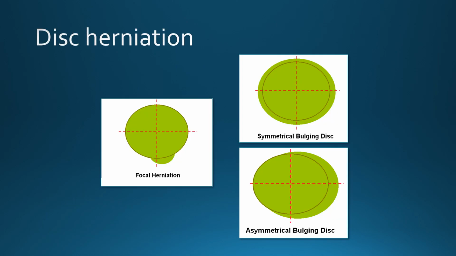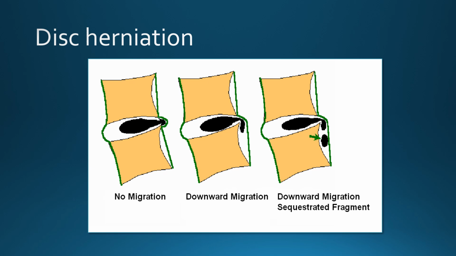So let's just do a quick review. So disc herniation has to be focal, less than 90 degrees. If the disc sticks out more than 90 degrees, we call it a disc bulge, either symmetric or asymmetric. The asymmetric bulge is more common in patients with spinal stenosis, with scoliosis. Disc herniation can migrate, so this example shows downward migration. The migration is usually either to the right or to the left of midline, and if the disc material becomes separated from the parent disc, then we call it a sequestrated or free fragment.